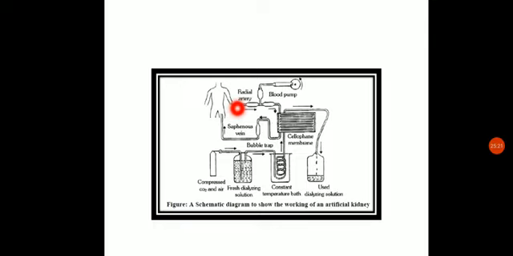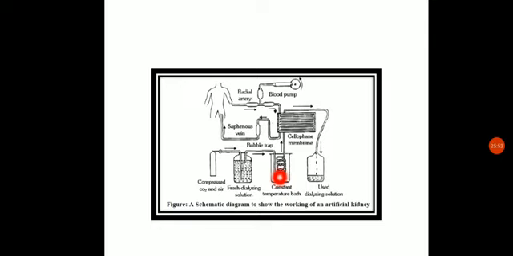The blood from the artery is pumped into a tube that runs through a dialyzer. This whole setup is called the dialyzer. So this blood will now run through the dialyzer. The dialyzer is filled with a dialysis fluid. We'll see what it is.